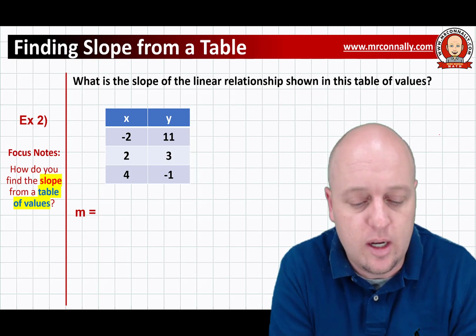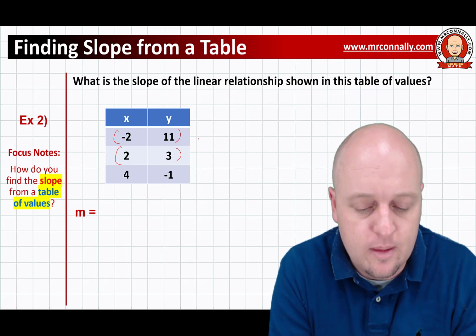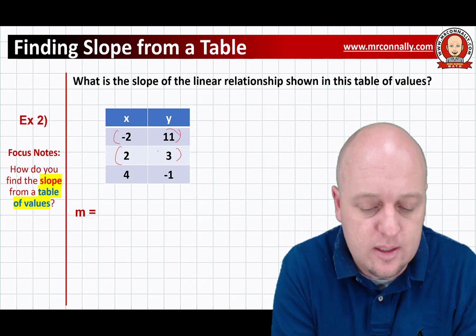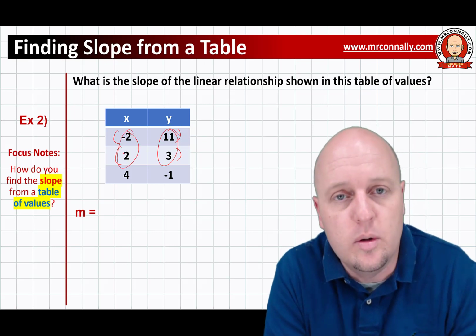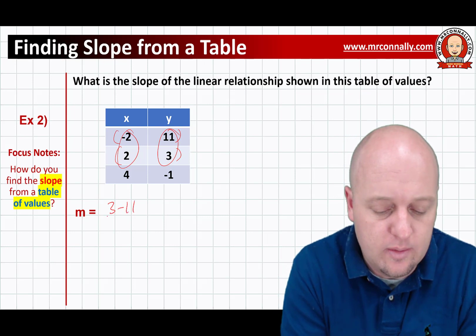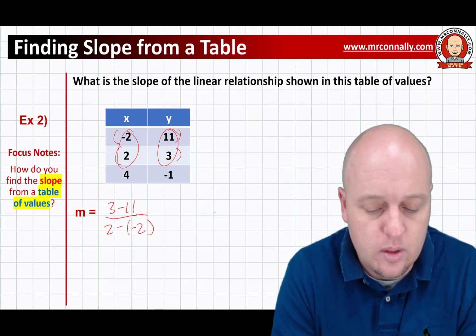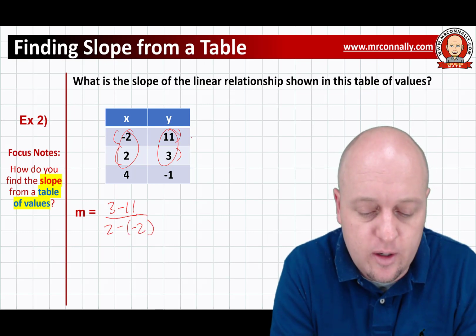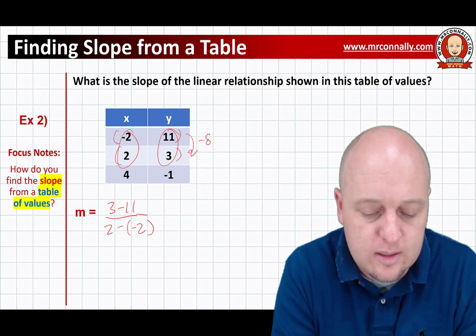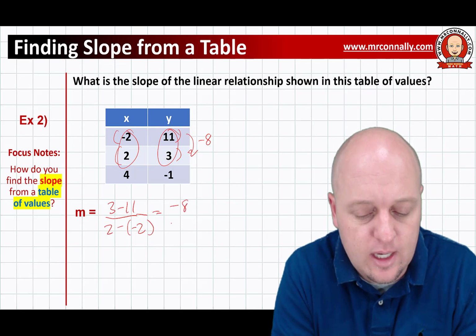Okay, so again, we've got 2 points. We've got -2 and 11, 2 and 3. If I just take the difference of these two groups, then I'll get the answer. So I can say 3 minus 11 divided by 2 minus -2. Okay, so how far is it from 11 down to 3? That means we just subtracted 8. And what do you know? 3 minus 11 is -8.